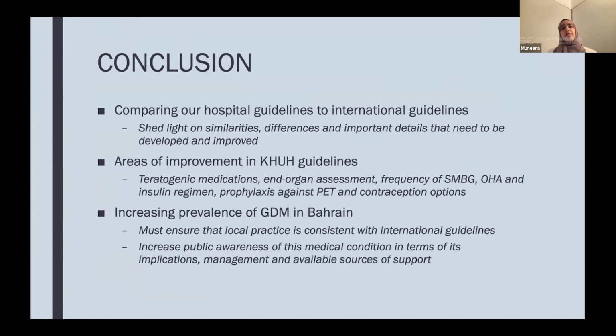The increasing prevalence of GDM in Bahrain makes us realize the importance of educating the public regarding this medical condition and what precautions and implications are associated with this condition. We also need to ensure that local practices are consistent with international guidelines.